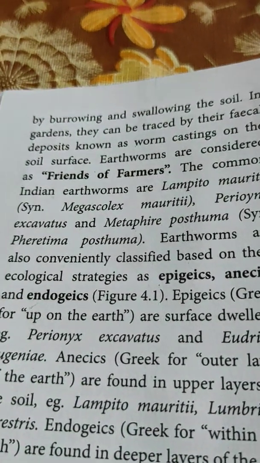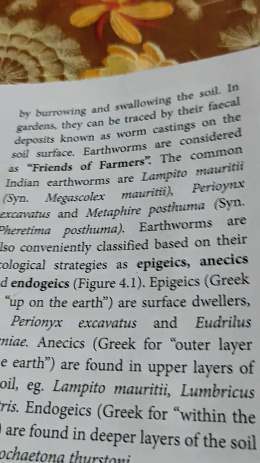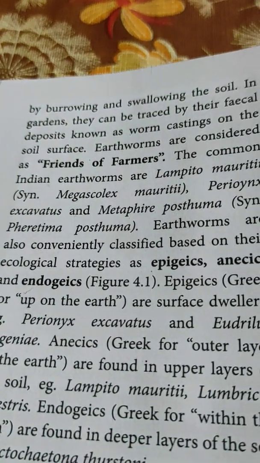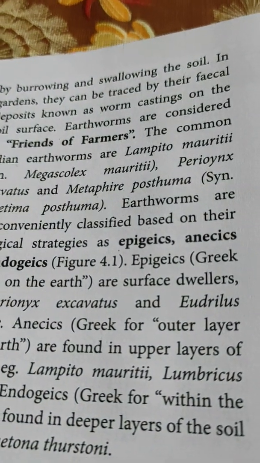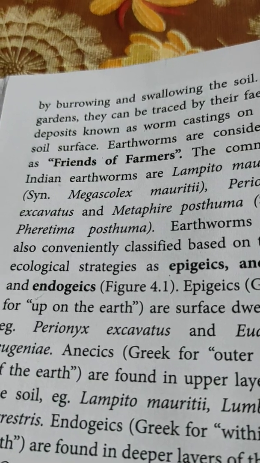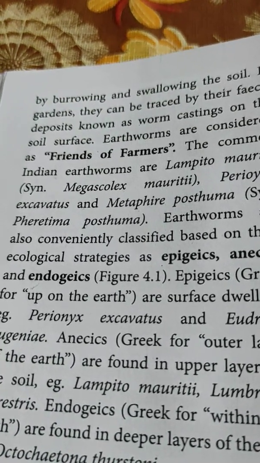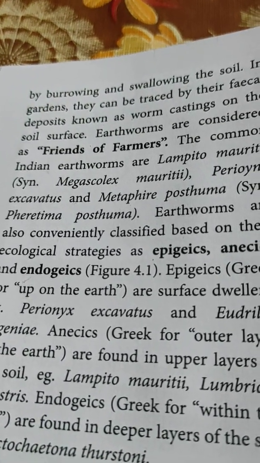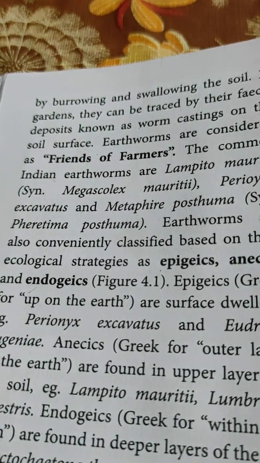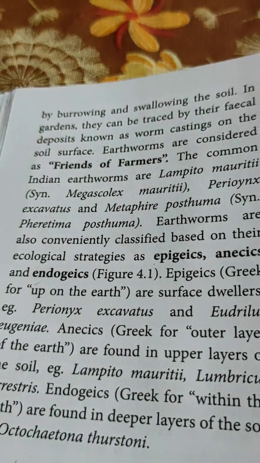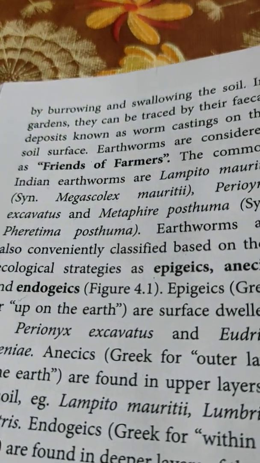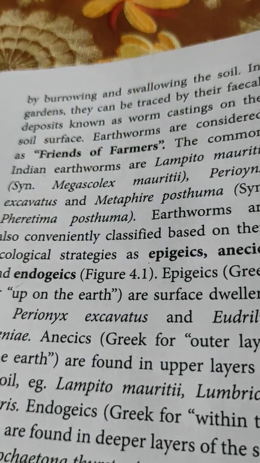Earthworms are also conveniently classified based on their ecological strategies. That means where they are living: Epigeics, Anecics, and Endogeics. This is based on where they are located, where they are living, whether on the surface of the soil, or just below the surface of the soil, or deep into the soil. Based on this, now one by one we are going.